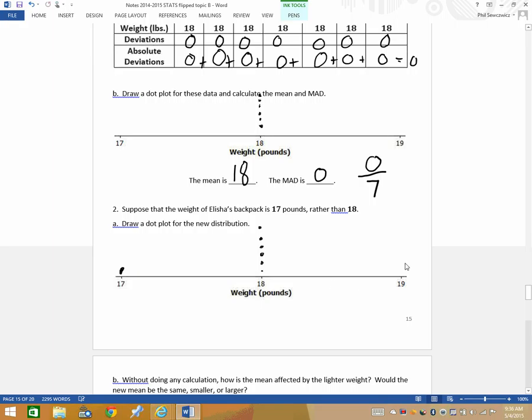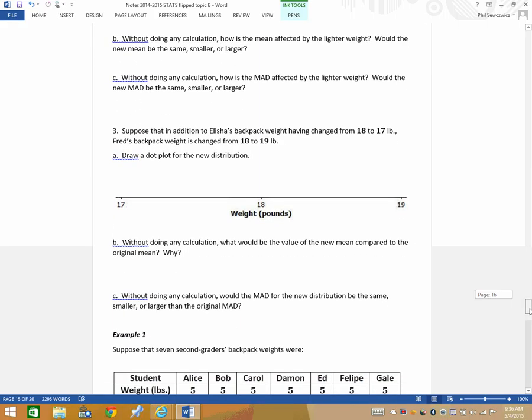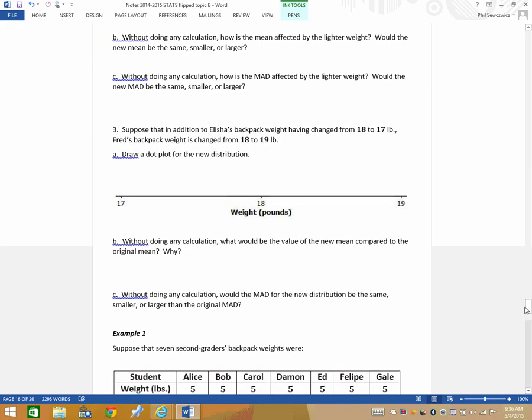It's not going to change much of our view. So what we're going to do is look at, without doing any calculations, how the mean is affected by the lighter weight. The mean, the average amount.